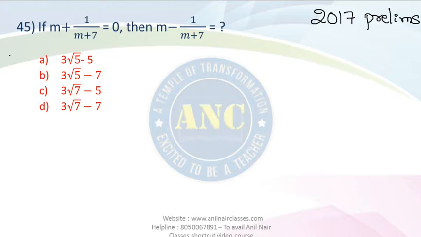Now see here, sir, it's a very beautiful question. The question says if m plus 1 divided by m plus 7 equal to 0, then find m minus 1 divided by m plus 7. That means the only difference they are giving you here is, in the question they are giving plus, and in the finding part, that means whatever they are asking you to find, they are giving minus.